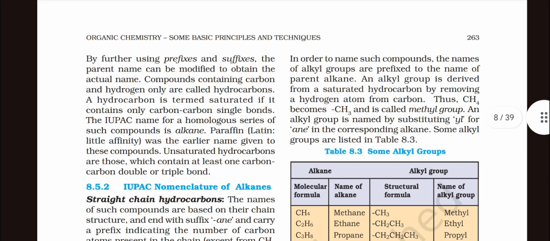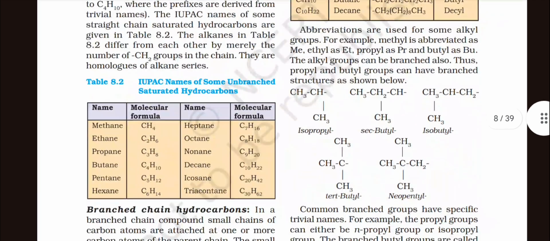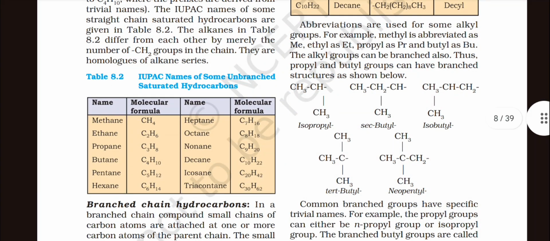Thus CH4 becomes CH3 and is called the methyl group, and an alkyl group is named by substituting -yl for -ane in the corresponding alkane. Abbreviations are used for some alkyl groups. For example, methyl is abbreviated as Me, ethyl as Et, propyl as Pr, and butyl as Bu. The alkyl groups can be branched also. Thus, propyl and butyl groups can have branched structures as shown.